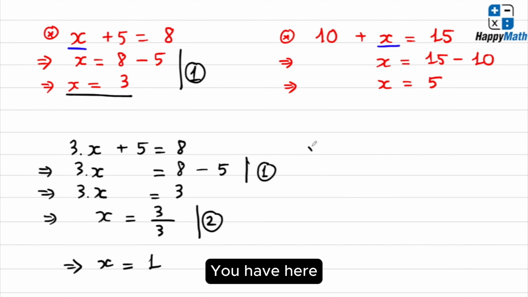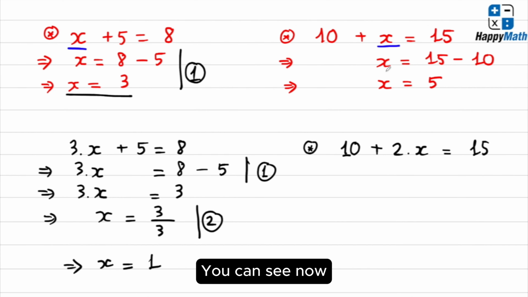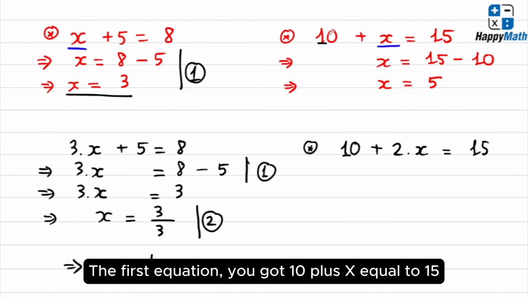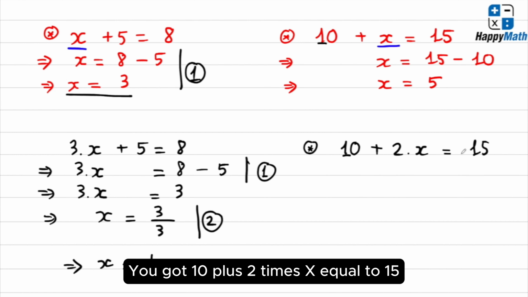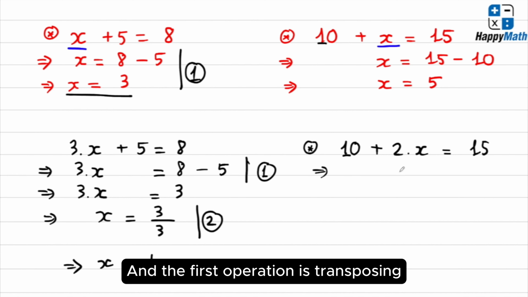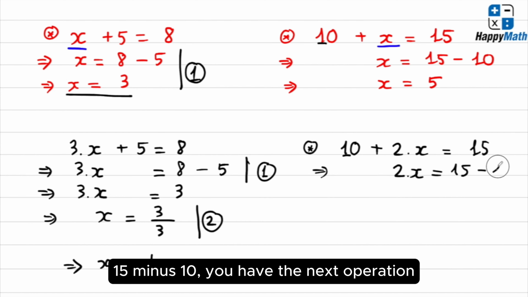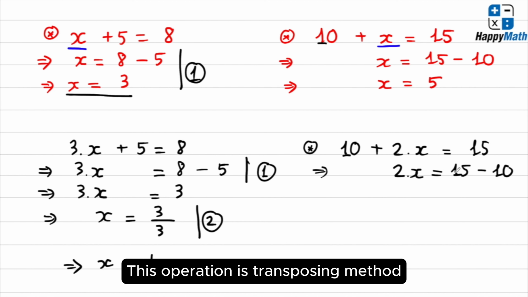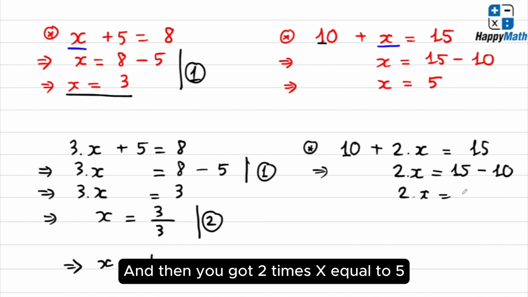The same thing for the next question. You have here 10 plus 2 times x equal to 15. You can see the first equation you got 10 plus x equal to 15, and the second one you got 10 plus 2x equal to 15. The first operation is composing. We change the position of 10: 15 minus 10. This operation is the composing method, and then you got 2x equal to 5.